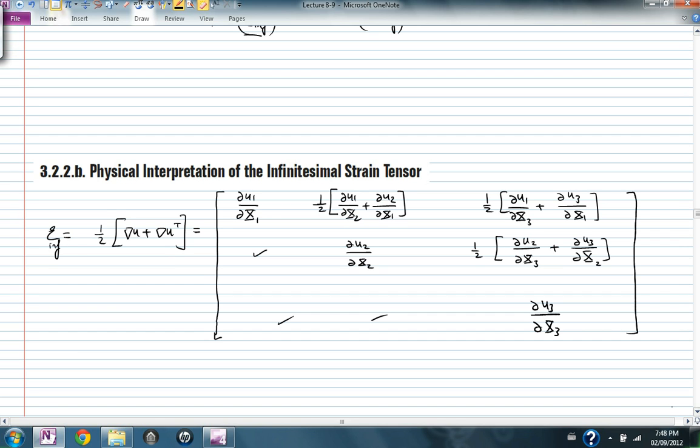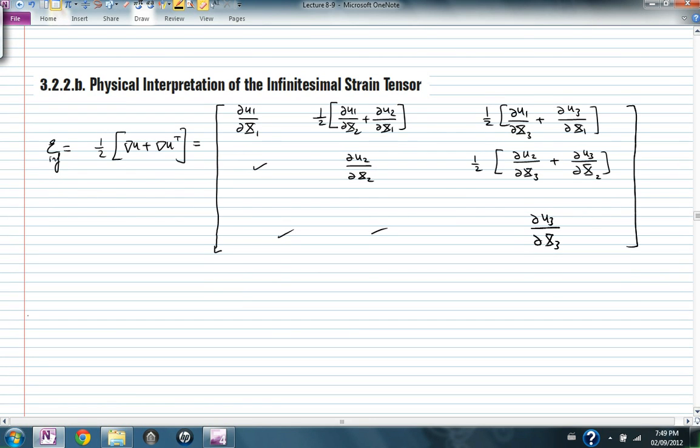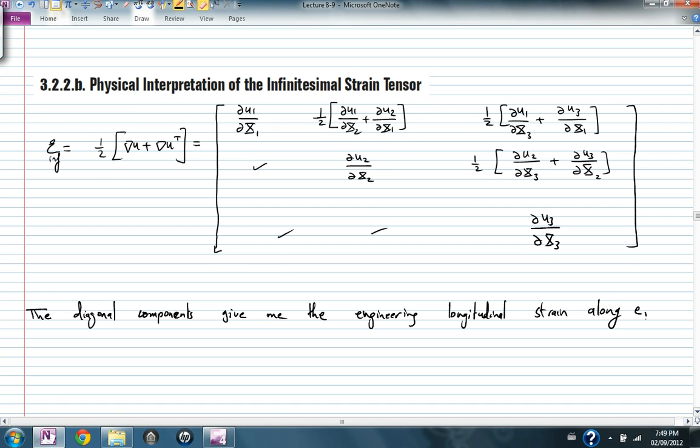So let's understand what the diagonal components mean and what the off-diagonal components mean. The diagonal components of this matrix give me the engineering longitudinal strain, which we will study later, along the directions E1, E2, E3. So this gives me the longitudinal strain along E1, this gives me the longitudinal strain along E2, this gives me the longitudinal strain along E3.